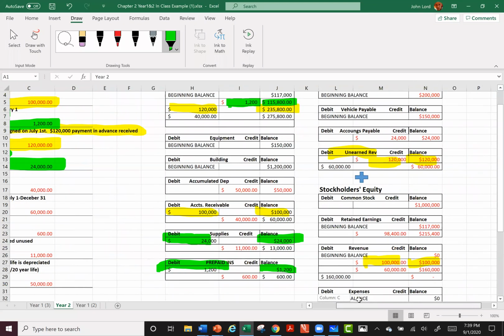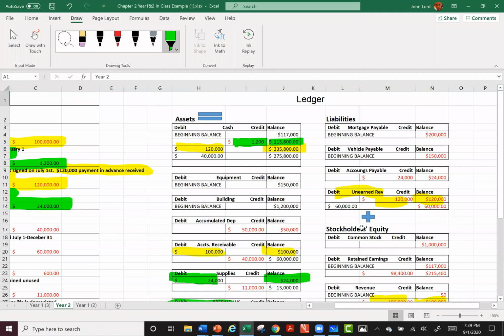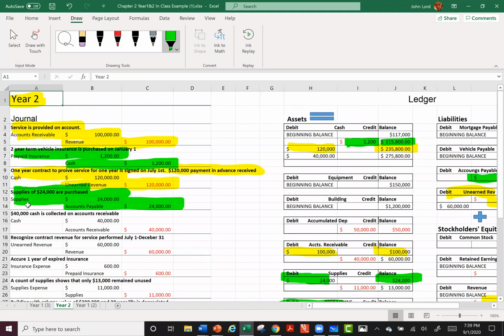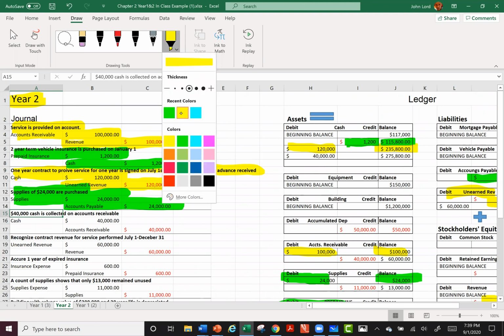And so I post that over to my ledger. And now I have a new liability here, accounts payable. Still got the mortgage payable, still got the vehicle payable because I haven't paid anything on these yet, right? Okay, good. Then what?